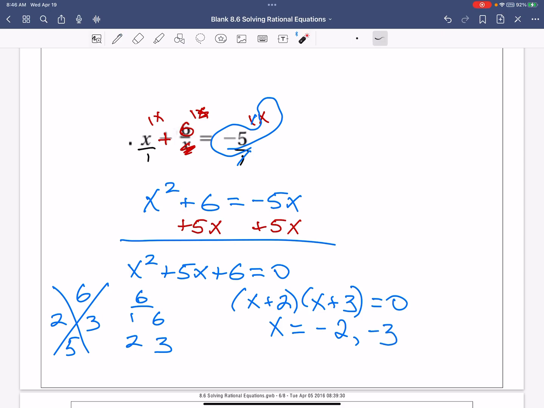So we will look up at the original problem here. The only denominator we had that wasn't 1, the only denominator with a variable, was right there. That denominator was x. I can plug in either negative 2 or negative 3. We won't be dividing by 0. So those are both your answers right there, negative 2 and negative 3.